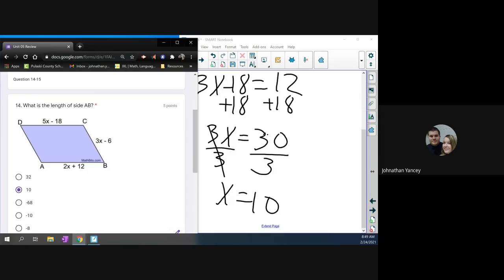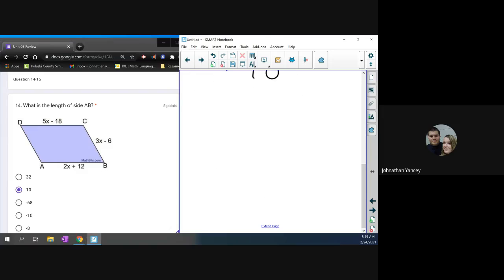Oh, no, it's not that. Did I plug it in there? You plug it into both. Plug it into either one. It'd be easy to do the 2x plus 12. All right, so if I plug in the value of 10, everybody, let's make sure you're paying attention, please.